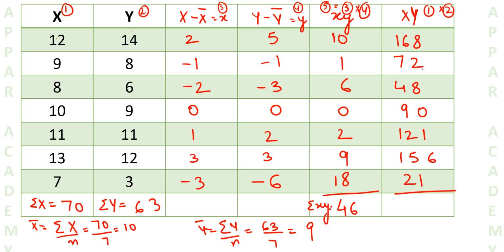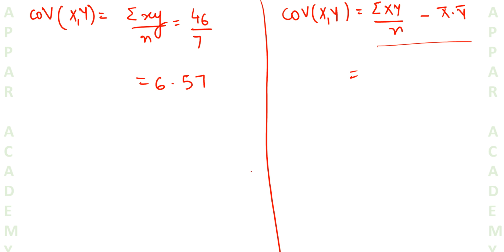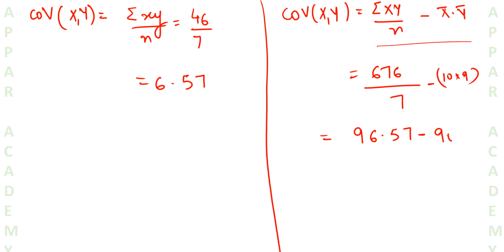Right? Similarly for this, summation of capital XY, we need to add this up. So 168 plus 72 plus 48 plus 90 plus 121 plus 156 plus 21. This gives us 676, right? So this is our summation XY. Let's just write it down: summation XY is 676 upon n, that is 7, minus x bar into y bar. What is x bar? It's 10 into 9. So this becomes 96.57 minus 10 into 9, which is 90. So this becomes 6.57.